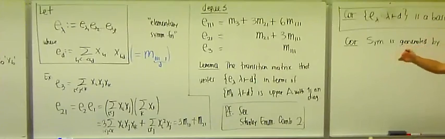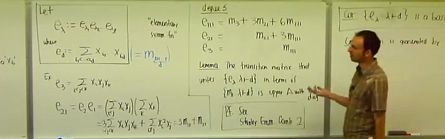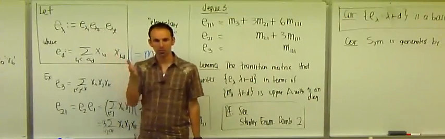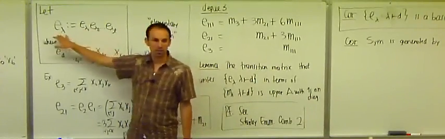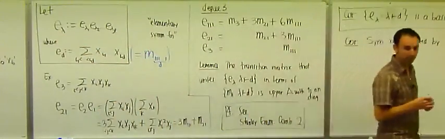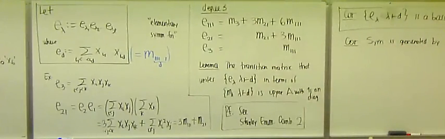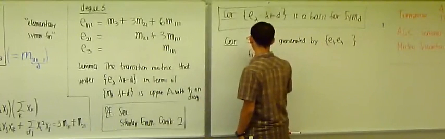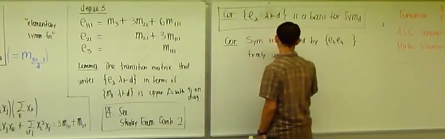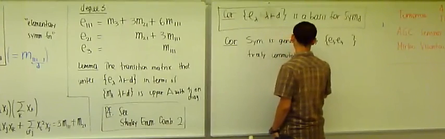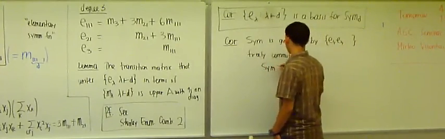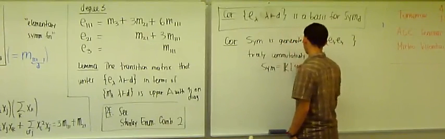Right? It was not true that M sub lambda was a product of smaller things. But the fact that these E sub lambdas are products of E1, E2, E3, etc. means that you only need E1, E2, E3, etc. to generate all the E sub lambdas and therefore to generate the whole ring. Okay? So Sym is generated by these guys, and not only that, it's generated freely commutatively. In other words, Sym is precisely equal to the polynomials in these variables.